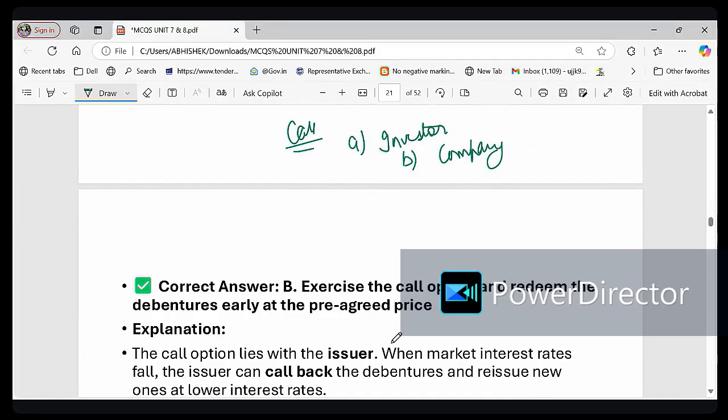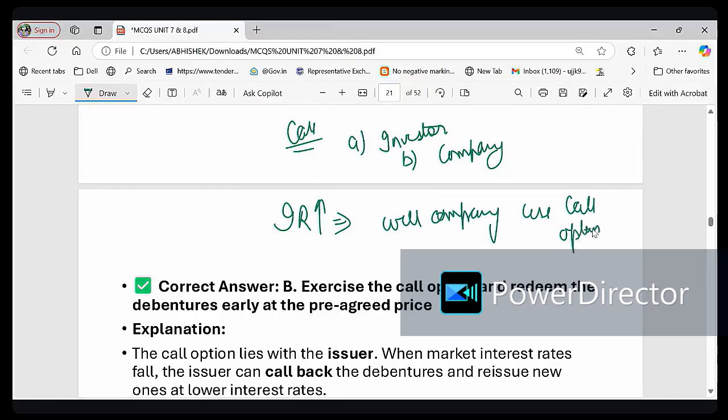My second question is, if the interest rate rises in the market, will the company still use the call option? Yes or no? Suppose the interest rate rises in the market. Will the company exercise the call option? Obviously no. Why would it? Because if the interest rate rises in the market, it would have to pay more interest to the debenture holder.